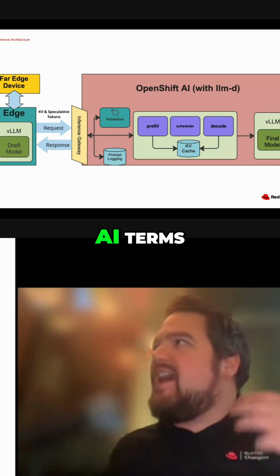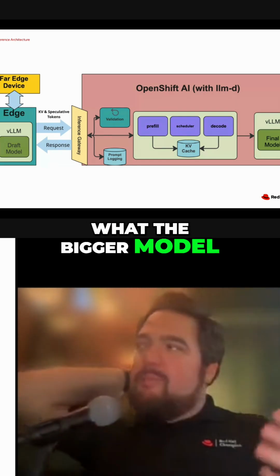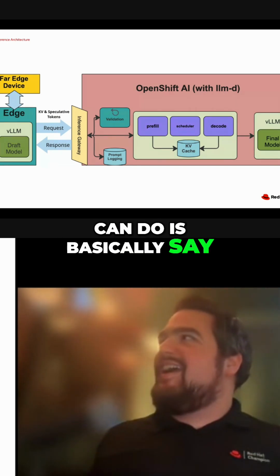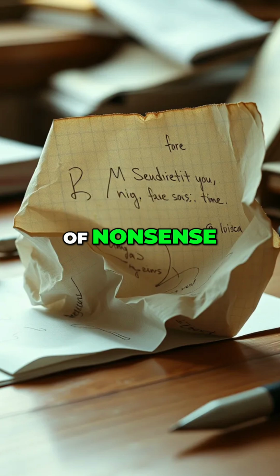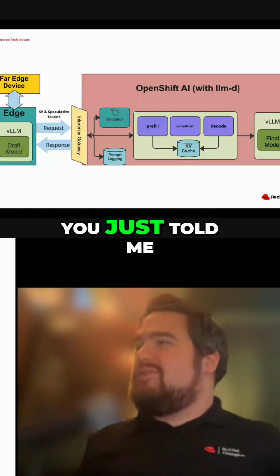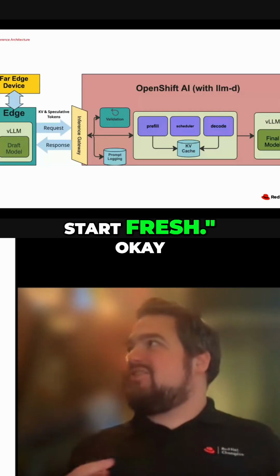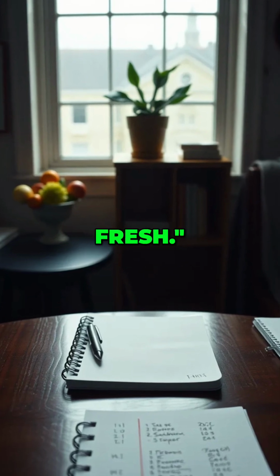So to put that into AI terms, what the bigger model can do is basically say, I think you just sent me a bunch of nonsense. I'm throwing out what you just told me, and I'm just going to start fresh.